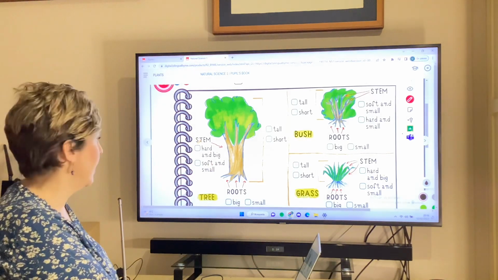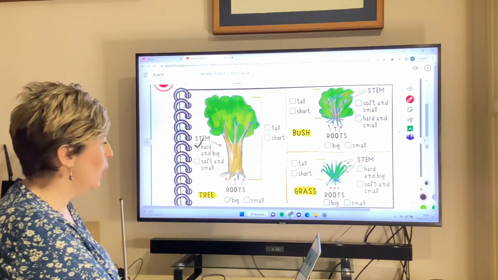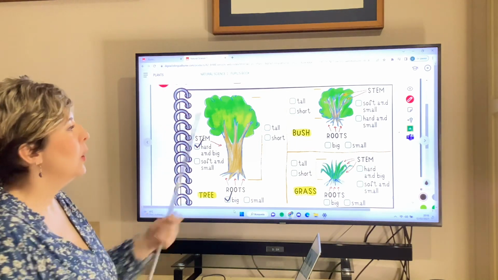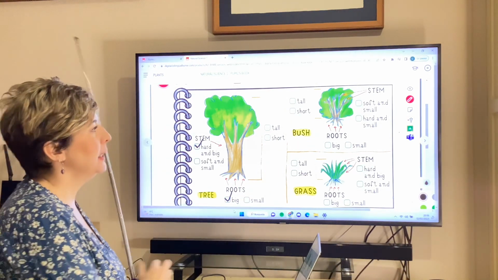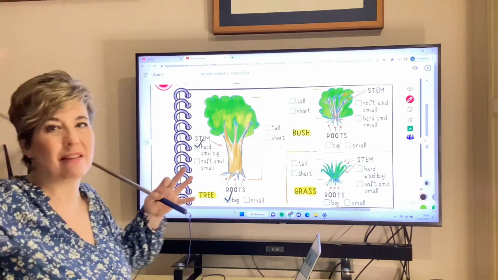In a tree, is the stem hard and big or soft and small? It's hard and big. The roots, are they big or small? They are big. What about a bush? Is a bush tall or short? Well, it's usually short and rounded.